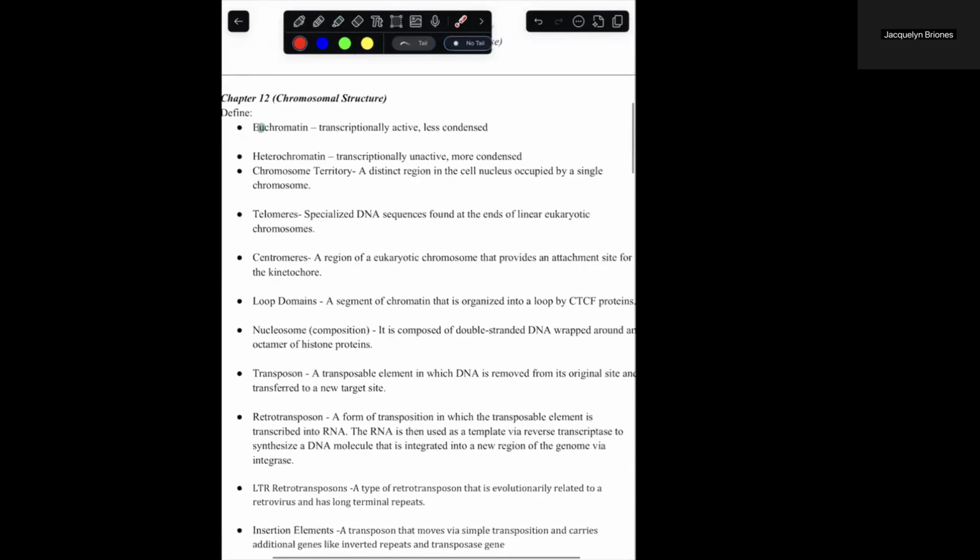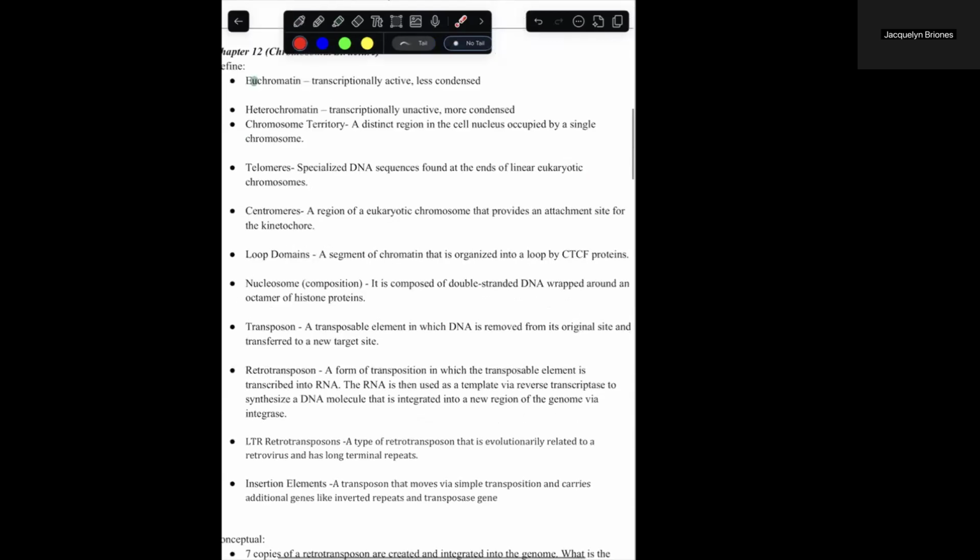A chromosome territory is a region in the cell nucleus that is occupied by a single chromosome. Telomeres are DNA sequences found at the ends of linear eukaryotic chromosomes. Remember, when we make more DNA, we need all of our chromosomes, so we put sequences at the end so none of it falls off when we make more.